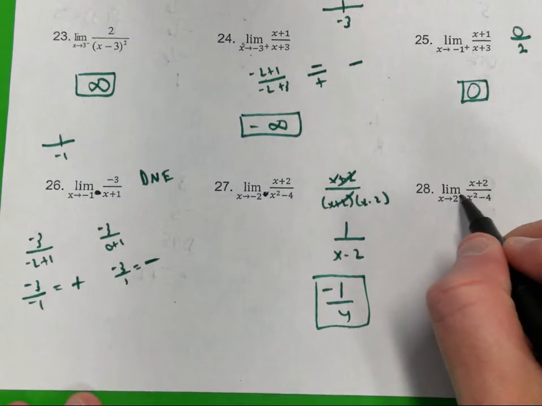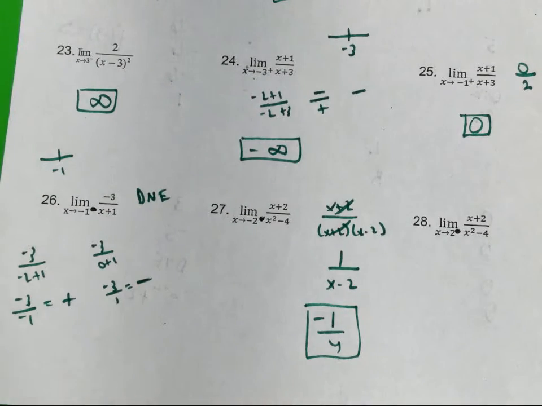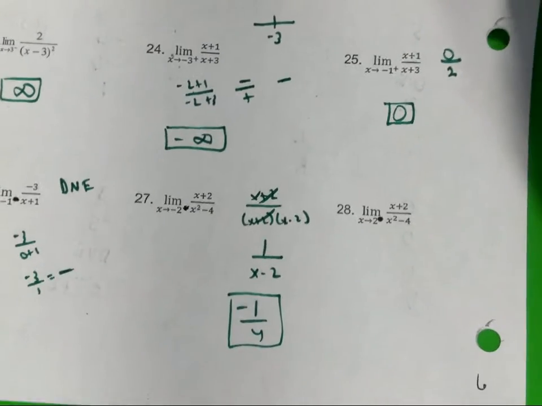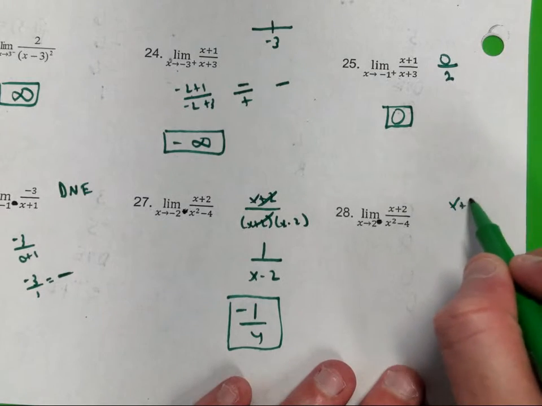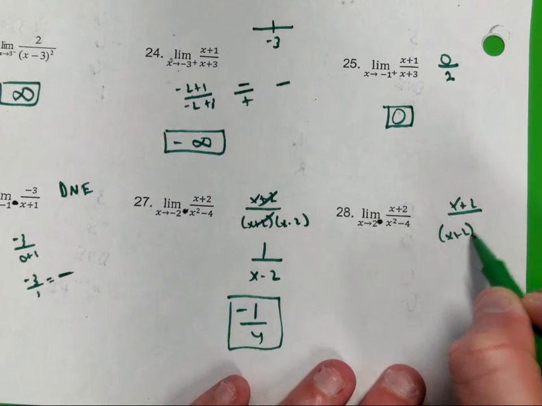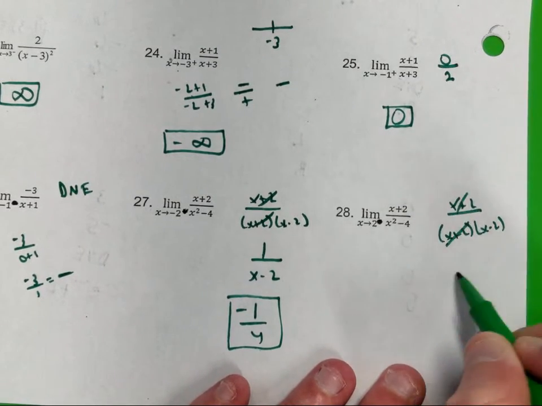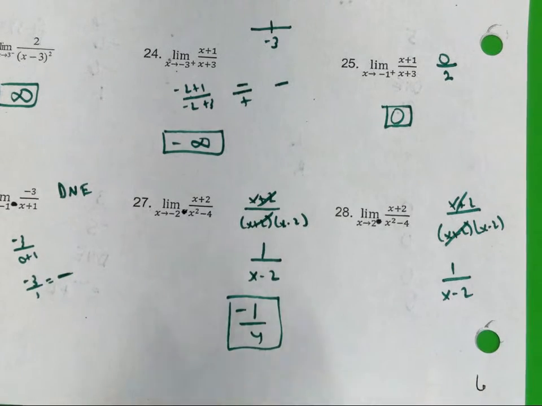I'm going to mark this line and make this a two-sided as well, number 28. Plugging in 2, that gives me 0. I'll do my toolkit strategy. I cancel, I get 1 over x minus 2. I'm still stuck, aren't I? 2 minus 2 gives me 0.